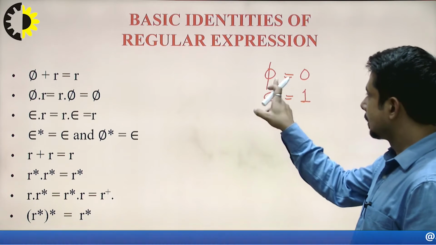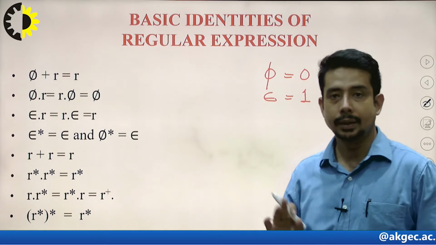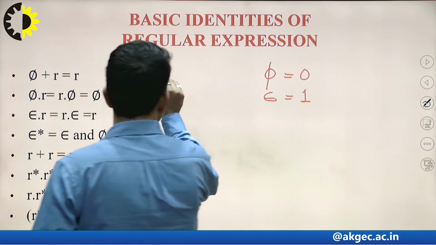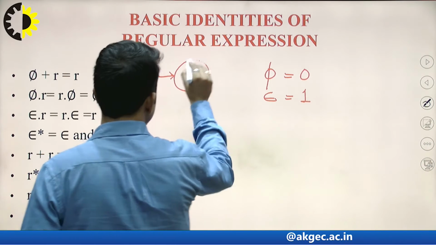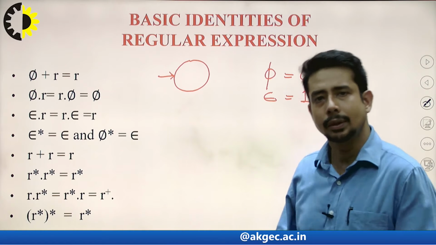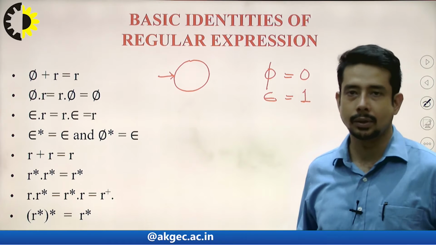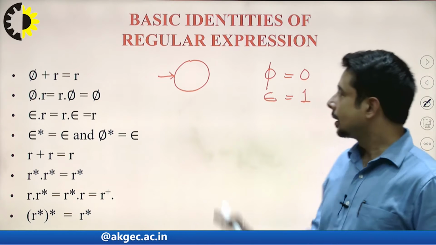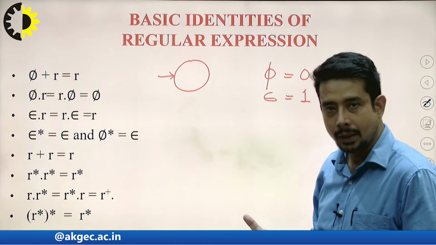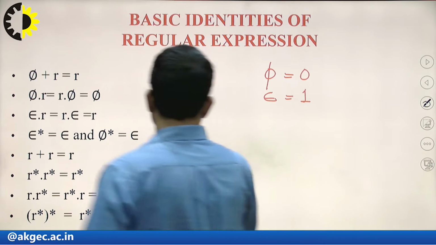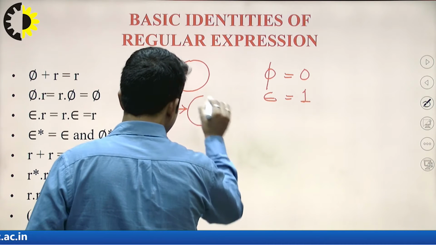Why? Because phi means null, nothing. It has this kind of representation, that means only an initial state. There is no final state, no string, no transitions, no inputs. That means this is a 0. Whereas epsilon is having the initial state as a final state.